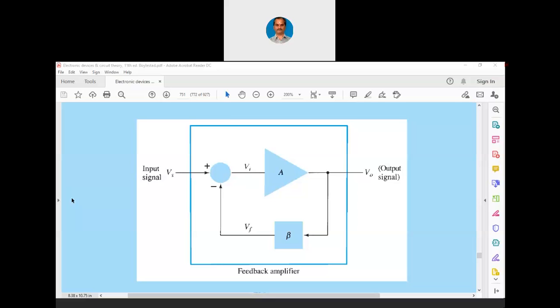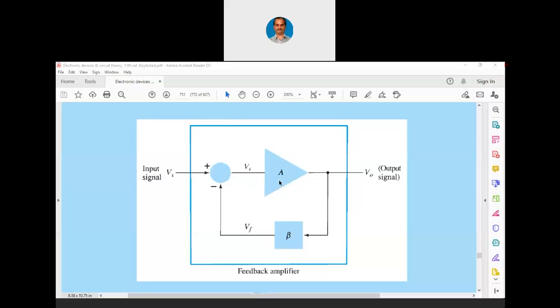Now, please recall whatever I had told yesterday: A equals V0 by Vi. Similarly, beta equals Vf by V0. I should again tell you, this beta is not the beta that is related to the device. This beta is now related to this block diagram, where this is the feedback factor. So beta equals Vf divided by V0. Actually, Vf is a small portion of V0. So beta will always be less than unity, whereas A will always be greater than unity. We should remember this. A is anyhow greater than unity, that we know.